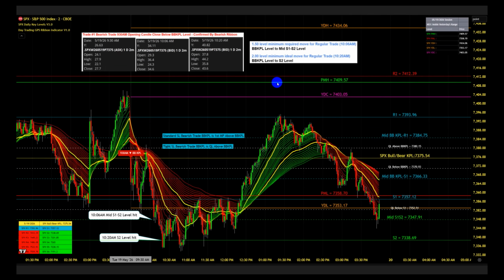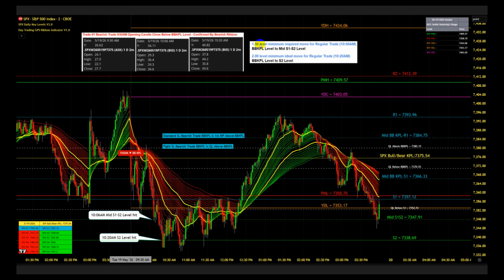A regular trade differs from a scalp trade in the required move in your favor that is the minimum threshold for either a 100% exit or an adjustment on the trade. So for a regular day trade, there are two different levels that you can choose from: either a 1.5 level minimum required move or a 2 level minimum ideal move.